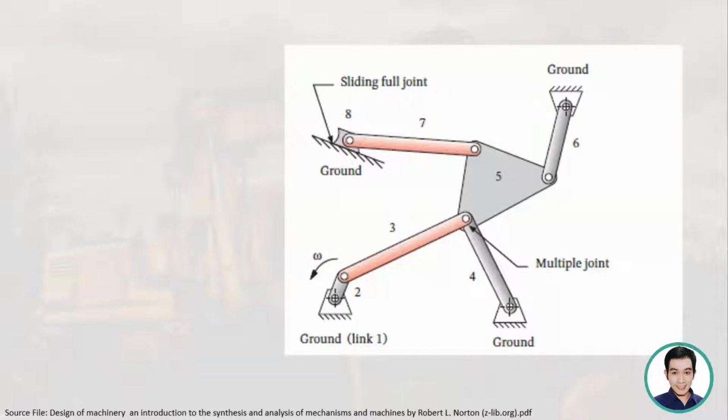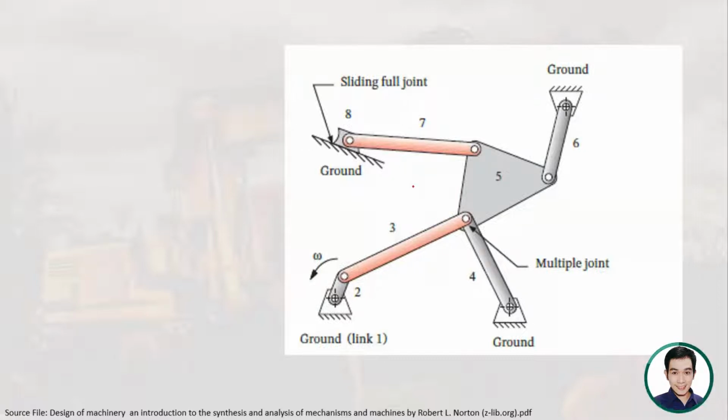Say for example, we have here a mechanism. As you can see, we have multiple joints and multiple links. So our goal is to determine the degrees of freedom or mobility. Meaning we can identify how many possible mobilities it can produce.